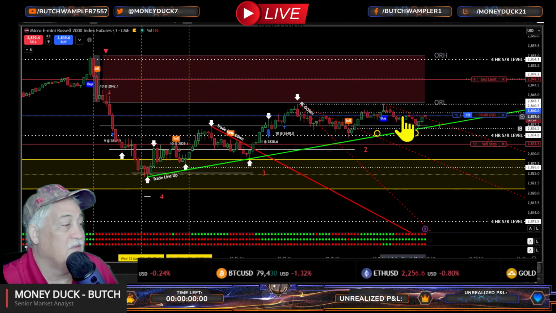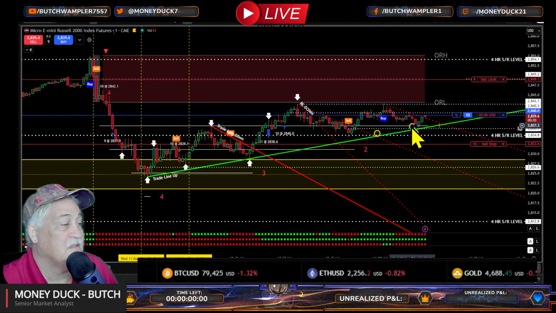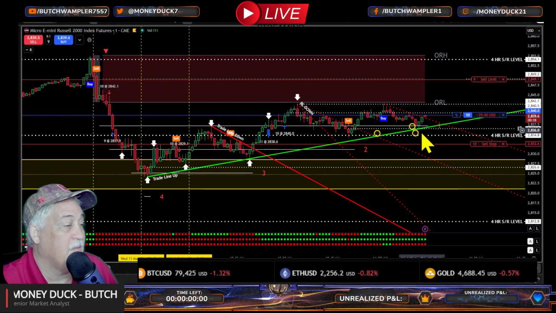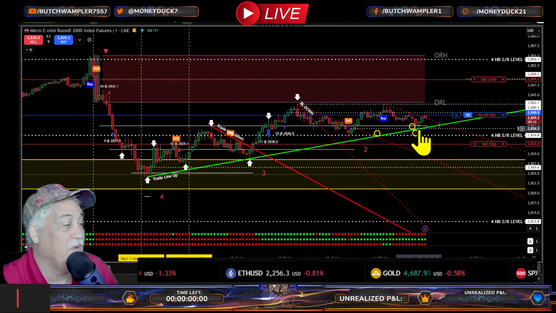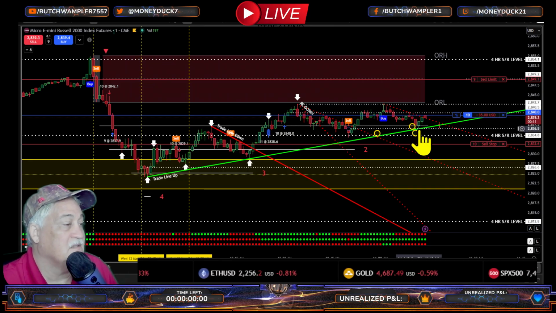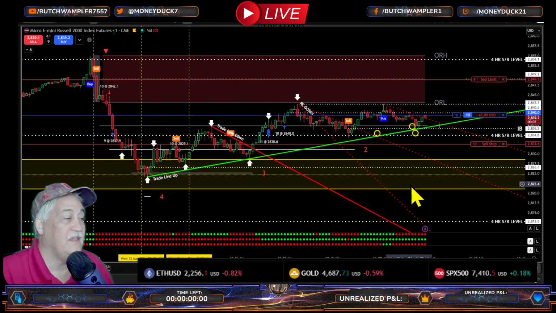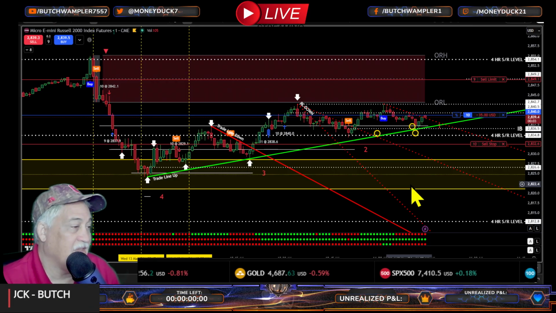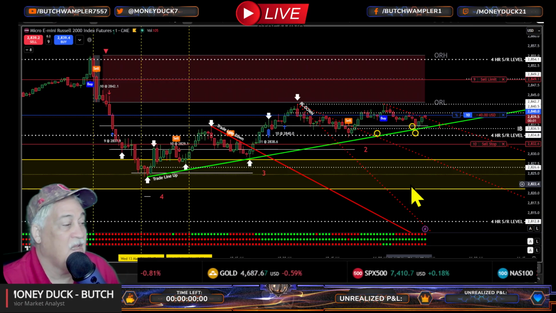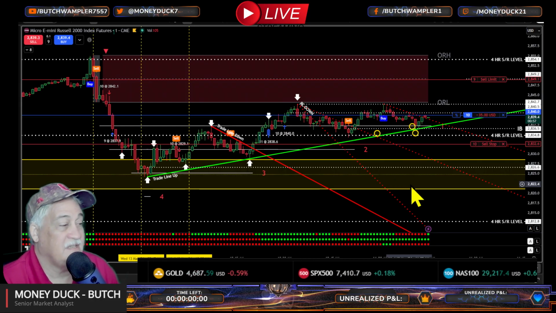circle there, that it could come down to test those two lines as support. And it did. It pulled down, and it wicked right to those two lines right there. That green candle wicked down to those two lines. So, and then it pulled back. I love seeing that. That's what we want to see. We're okay seeing that pullback. We're okay seeing it touch those lines. We want to see it bounce there.